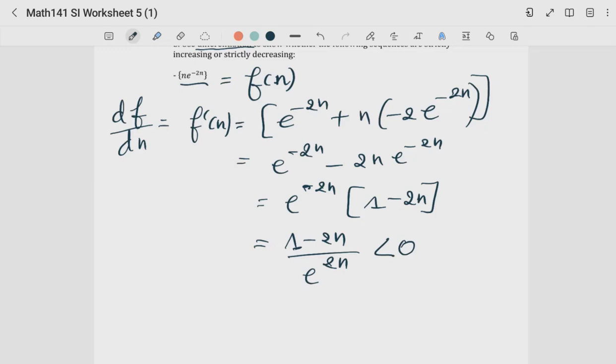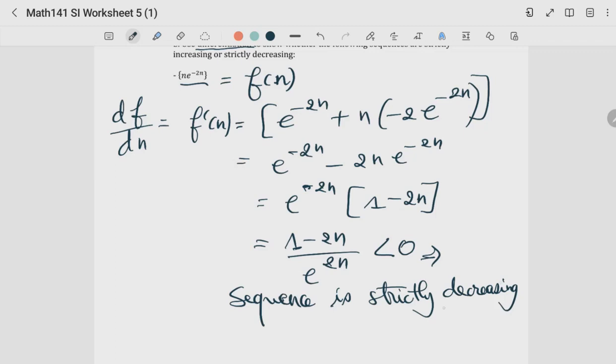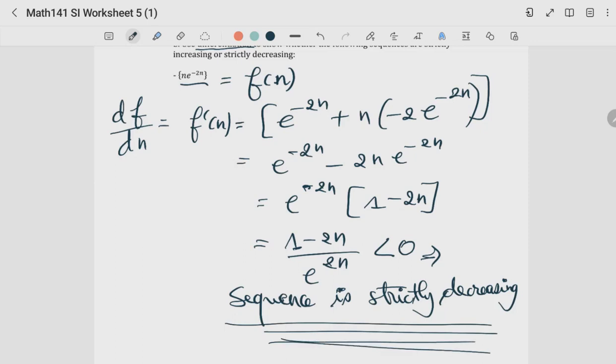So what does that mean? Well, it means that our sequence, right? So that means that the sequence is strictly decreasing because the first derivative of the function is less than 0. Right? So the sequence is strictly decreasing. So that's our conclusion.